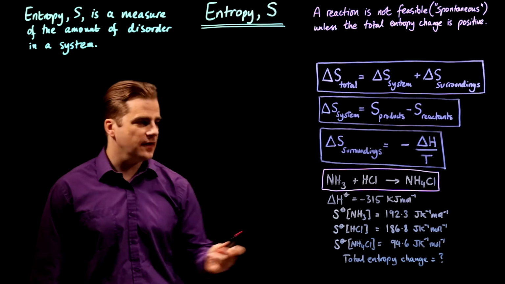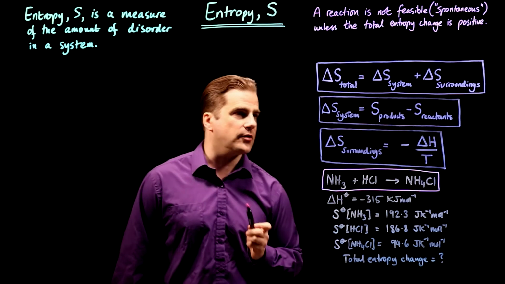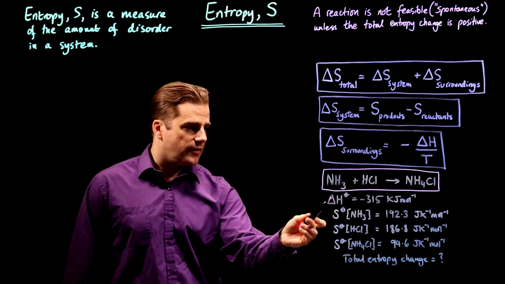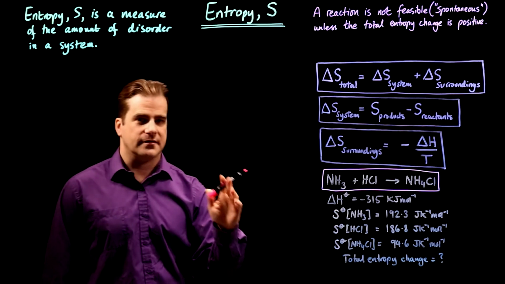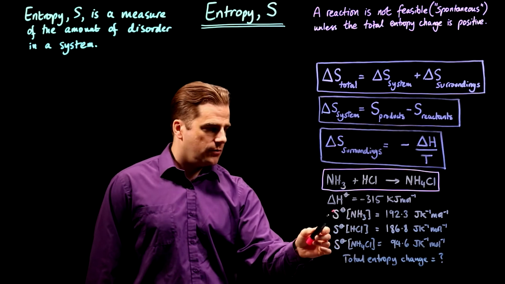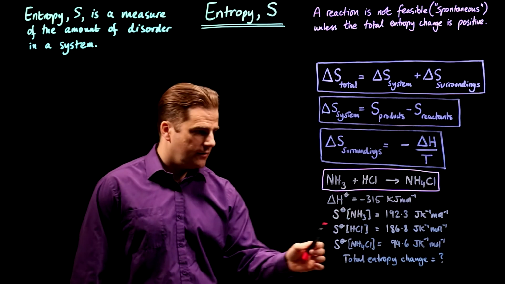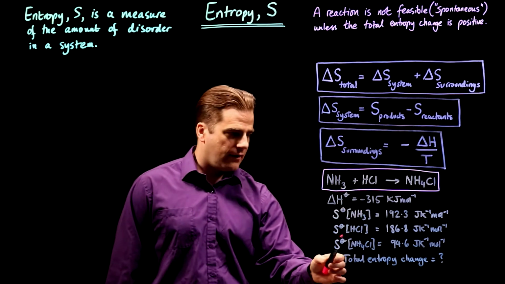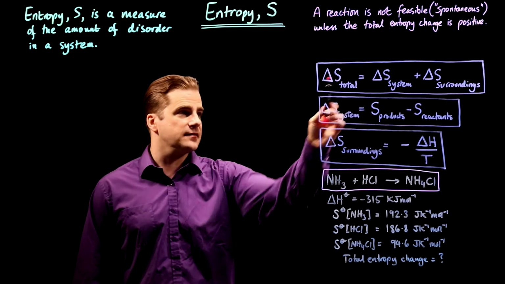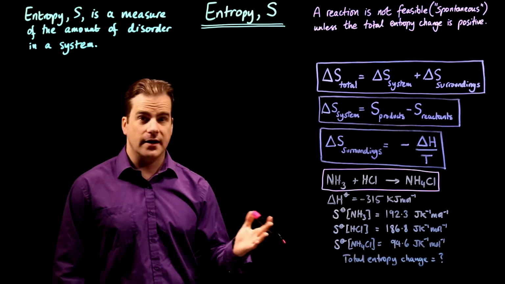So let's do this example: ammonia reacting with hydrochloric acid to make ammonium chloride. We've been given a load of data for the reaction. The enthalpy change, with the little symbol meaning standard conditions, so atmospheric temperature and pressure. We've been given the standard entropy for ammonia, for hydrochloric acid, the reactants, and for the product, ammonium chloride. We have to work out the total entropy change, delta S total, and that will tell us if this reaction is feasible or not. Okay, so let's do it.